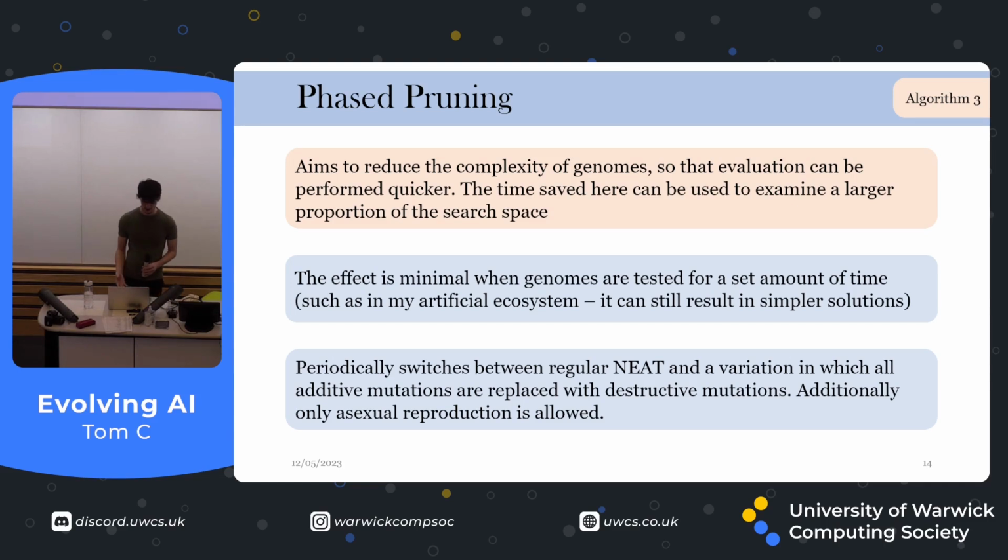The way the algorithm works is it performs regular NEAT until the agents reach a threshold complexity. At that point, we swap the additive mutations, which are the ones I showed you earlier, with destructive mutations. So these are potentially removing connections, or replacing a node with a connection crossing that bridge instead. Additionally, we only allow asexual reproduction because sexual reproduction could repropagate previously destroyed structures back through those networks.